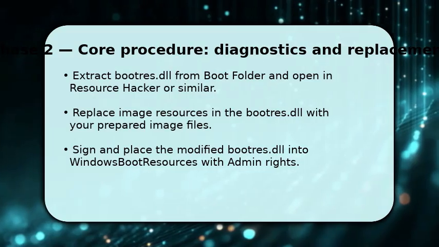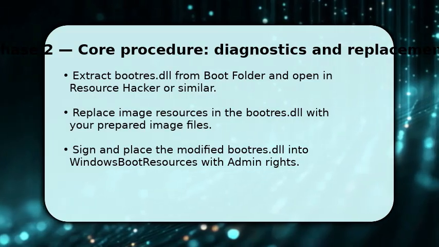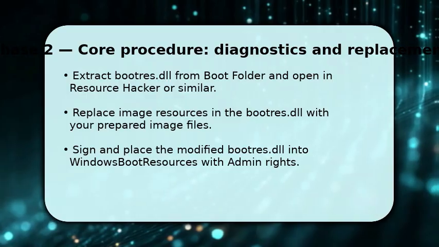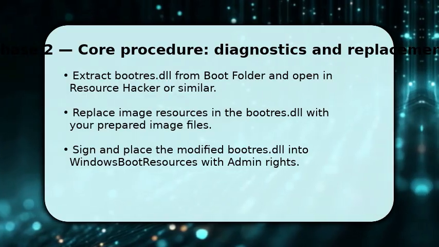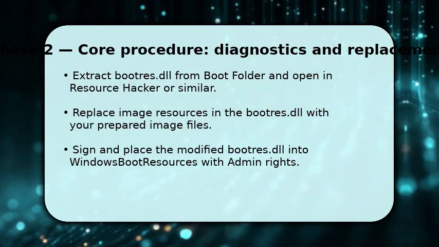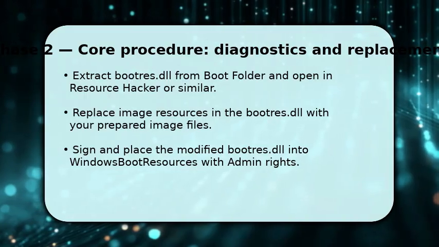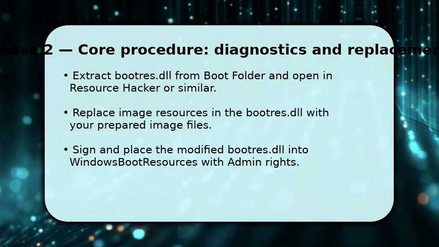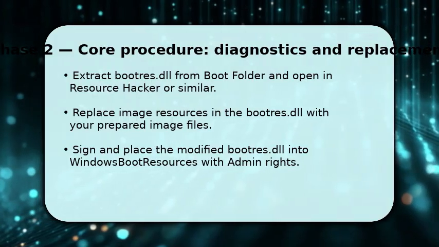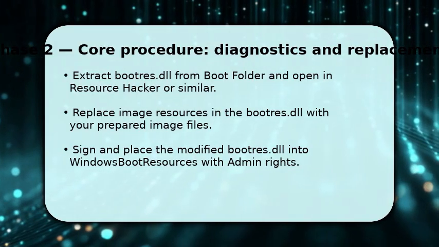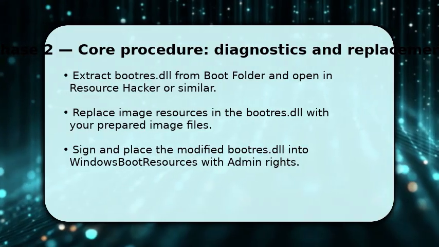Extract the original bootres.dll from the Windows boot folder and open it in a resource editor like Resource Hacker. You will swap the bitmap or PNG resources that the bootloader uses. Match the resource ID carefully, incorrect IDs break boot visuals. Once replaced, save the modified DLL, then use an elevated prompt to take ownership and assign proper permissions.